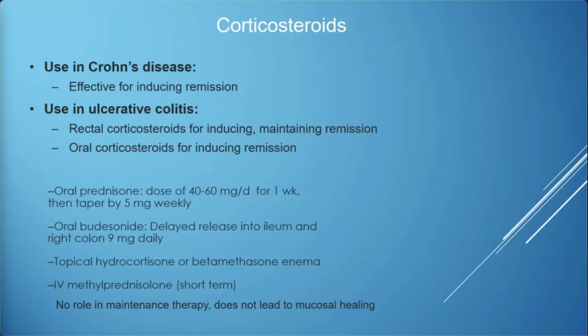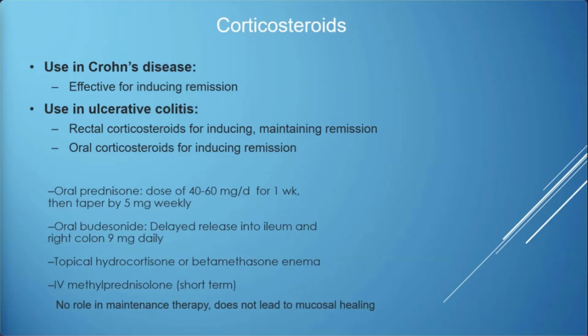Corticosteroids used in Crohn's disease are very effective for inducing remission. Used in ulcerative colitis, rectal steroids for inducing and maintaining remission, oral corticosteroids for inducing remission. We usually use oral prednisolone with a dose of 40 to 60 milligrams per day for 1 week, and those are tapered by 5 milligrams weekly. Oral budesonide 9 milligrams daily, and we may use IV prednisolone if the patient is admitted.